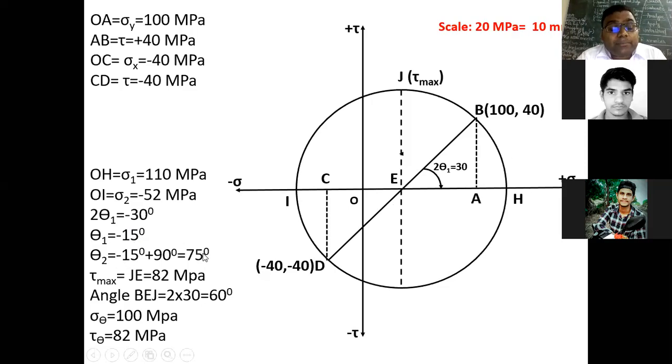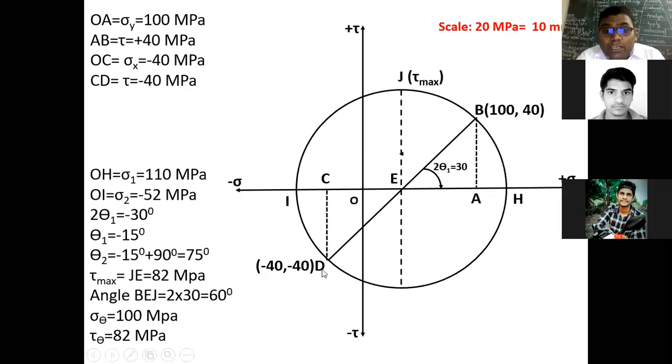Then maximum tau. Maximum tau means you measure this height, JE. So JE comes to 82 megapascal, it must be more than 4 centimeter around. Then you just multiply with this scale, so you have obtained the 82 megapascal.